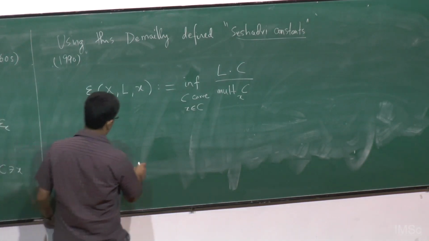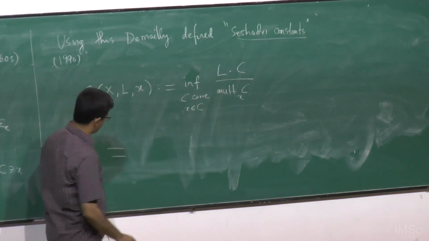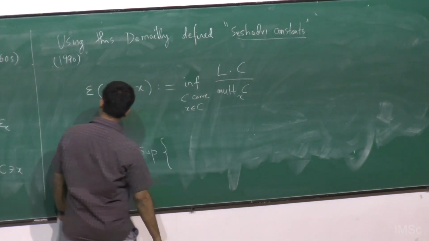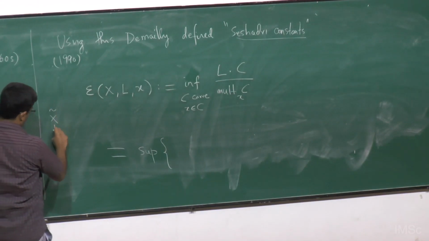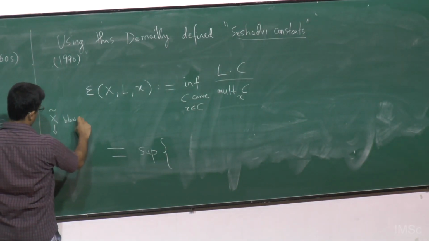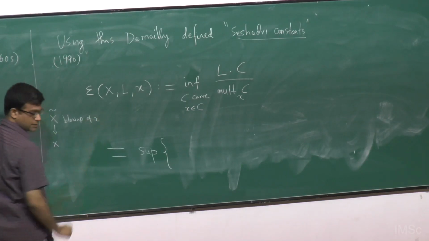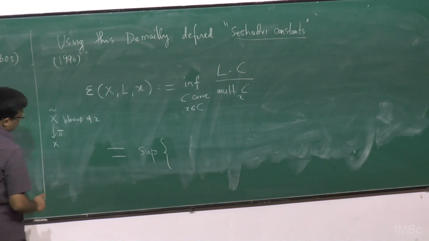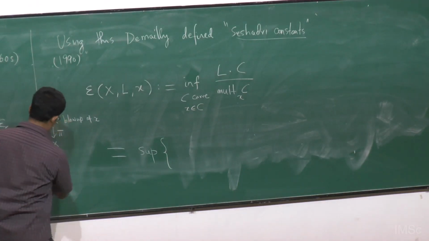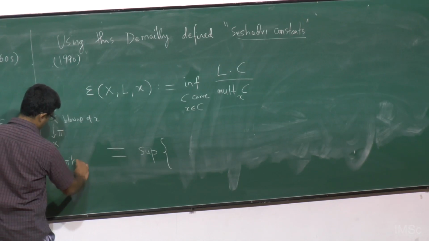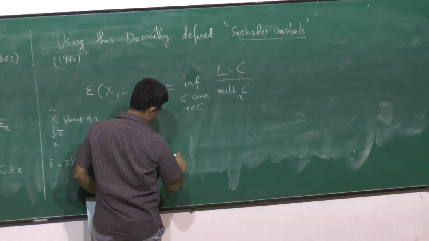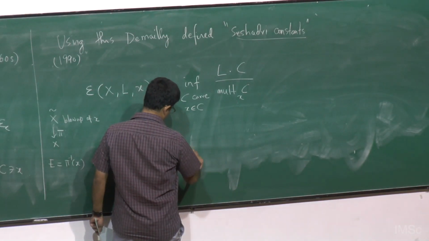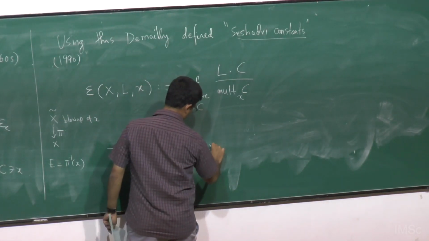And there is another alternate characterization of this which is also useful, and it is this. So you take the supremum. So let's say I blow up the point. So this is the blow up of x, small x. This is the map pi. And let's say E is the exceptional divisor. So then I consider the supremum of these numbers.